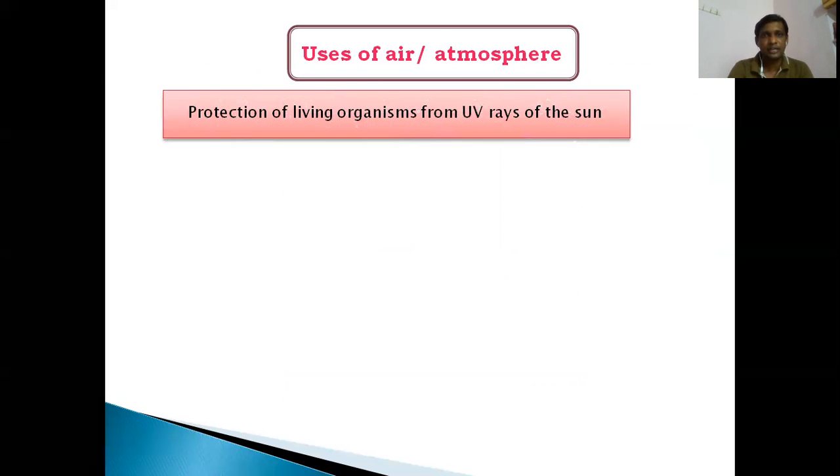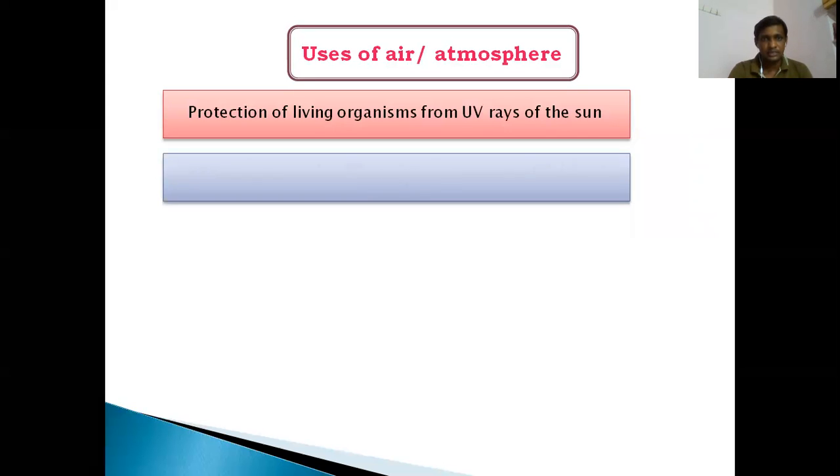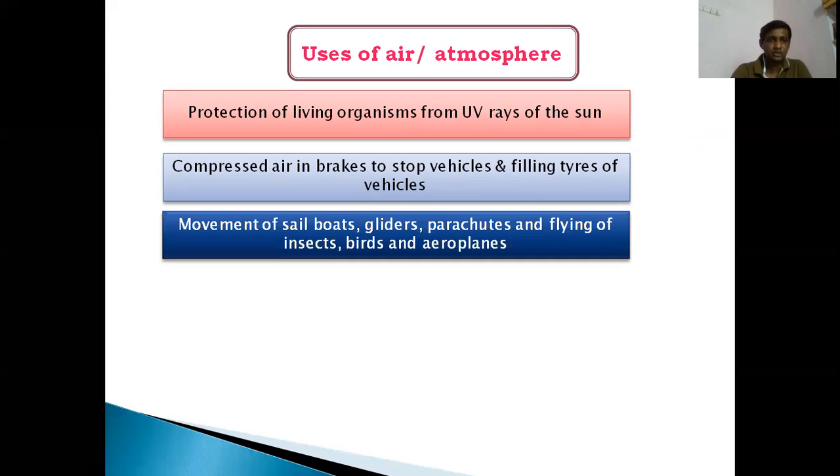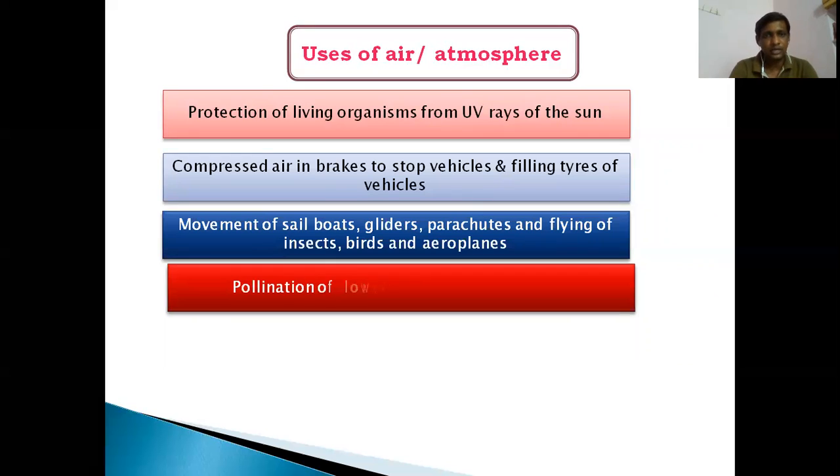Then, uses of air and atmosphere. Protection of living organisms from the UV rays of the sun. Compressed air is used in brakes to stop vehicles, and for filling tires. Air is also used for the movement of sailboats, gliders, parachutes, and the flying of insects, birds, and aeroplanes. Pollination of flowers and dispersal of seeds also depend on air.